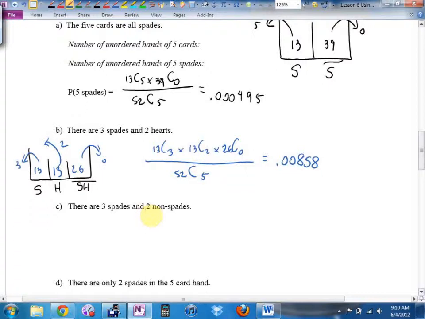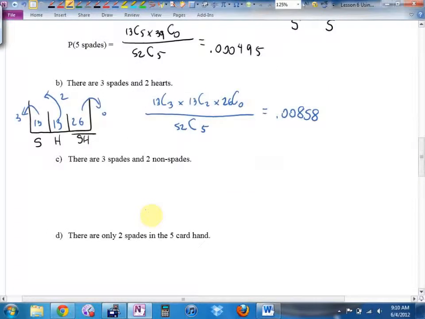C. There are 3 spades and 2 non-spades. Spades, not spades. Are there any other categories, or is that everything in the deck? I think I got everything covered. Otherwise, I'd have to add an extra thing, but everything is a spade or not a spade. 13, 39. Good, try this one on your own.